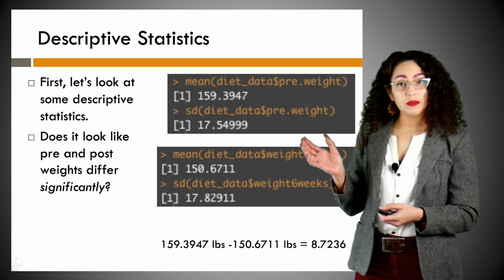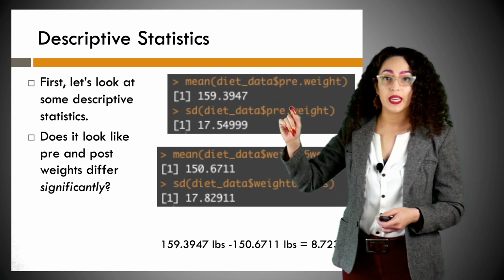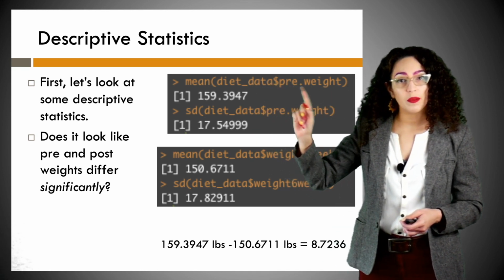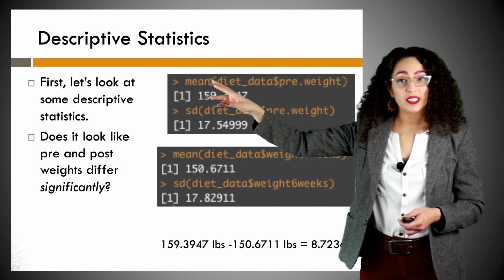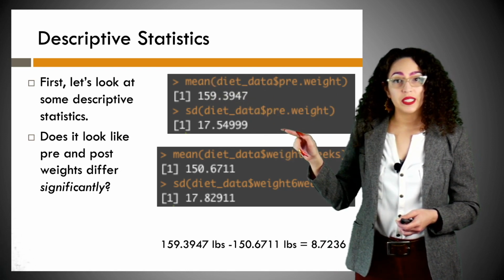We can first look at some descriptive statistics. So the data I have here, it's in Canvas if you want to download it. I have diet data and I use this little dollar sign and I'm going to look at the column called pre-weight. And I can just ask R to take the mean. So I get 159 and the standard deviation was 17.